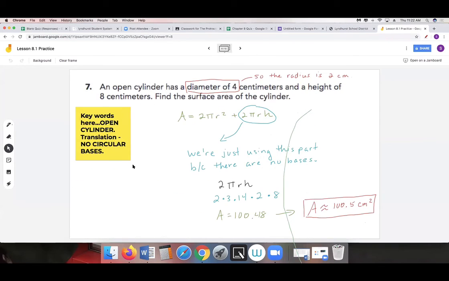Number 7. An open cylinder has a diameter of 4 centimeters and a height of 8 centimeters. Find the surface area of the cylinder. So I circle this up here because if the diameter is 4, that means the radius is 2.